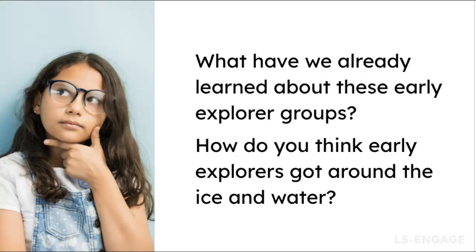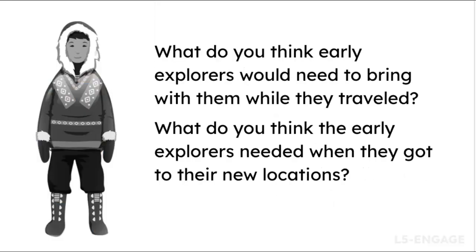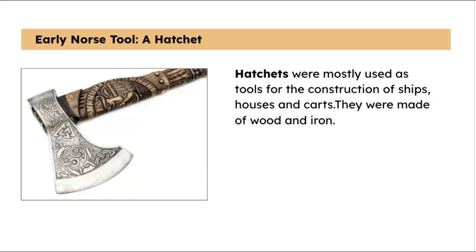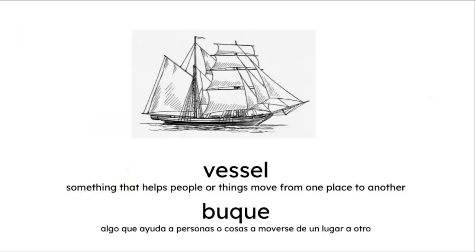For the Engage portion of the lesson, you'll begin by asking students questions about what they know about early explorer groups and how they think they got around ice and water. You'll also ask about the items explorers may have brought with them on expeditions and in what vessels they may have traveled. You'll show and discuss images of explorer vessels, shelters, and tools. You'll post and discuss the vessel vocabulary card and tell students that they'll start investigating their questions about explorers, vessels, tools, and shelters.